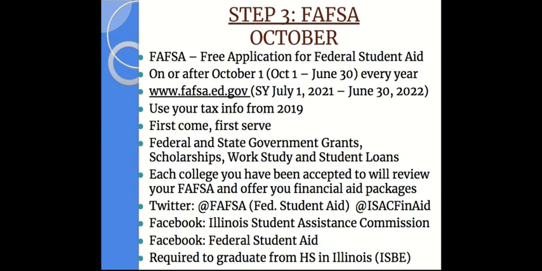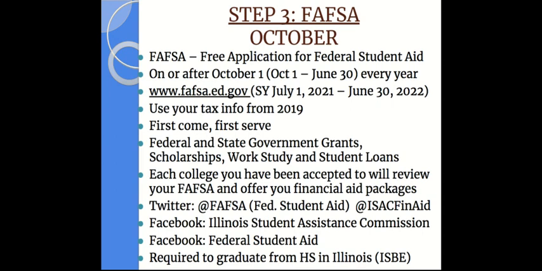You do it every October that your student is in college, and it's always for the following school year. So in October, you'll be doing the FAFSA for their freshman year. Next October, you'll be doing the FAFSA for the sophomore year. So you want to use the FAFSA.ed.gov website. It covers July 1st to June 30th. You use your 2019 tax info, and financial aid is first come, first serve. So you don't want to wait too long to start filling it out.